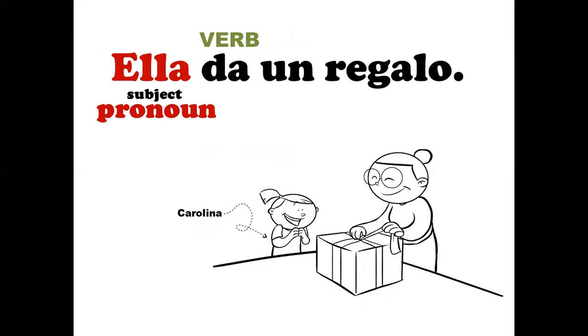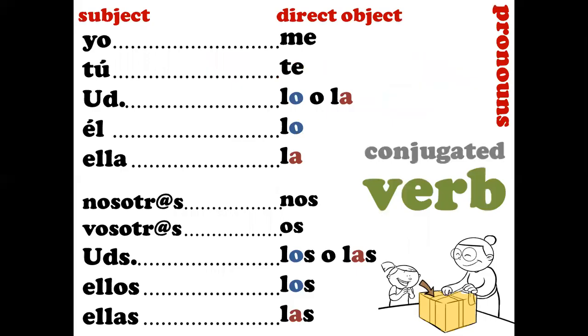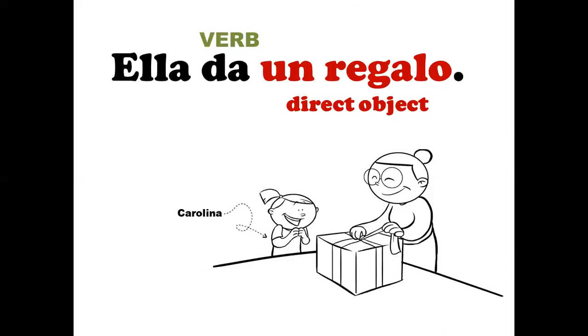Ella da un regalo. When we're addressing the direct object, in this case, un regalo, if we wanted to replace it with a pronoun, we would choose from the direct object pronouns: me, te, lo, la, nos, os, los, or las. In this case, un regalo, which one would replace it? What do we know about that? Well, it's not me, it's not you, it's not we, definitely. It's third person. It's an it in this case.